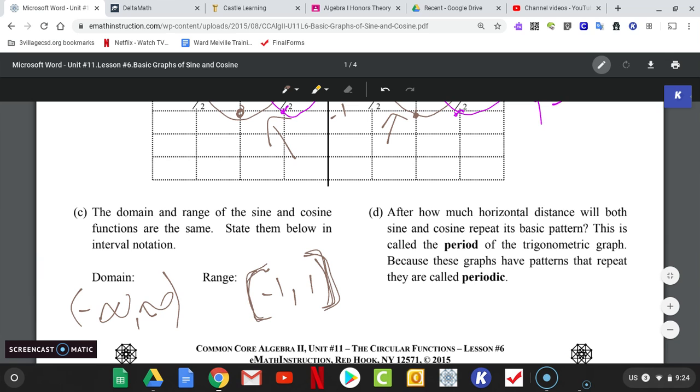D. After how much horizontal distance will both sine and cosine repeat their basic pattern? This is called the period of the trigonometric graph. Because these graphs have patterns that repeat, they're called periodic. So what is the period here? How long does it take to repeat? It goes from 0 to 2 pi, so our period would be 2 pi here. After 2 pi, that's when it starts to repeat.